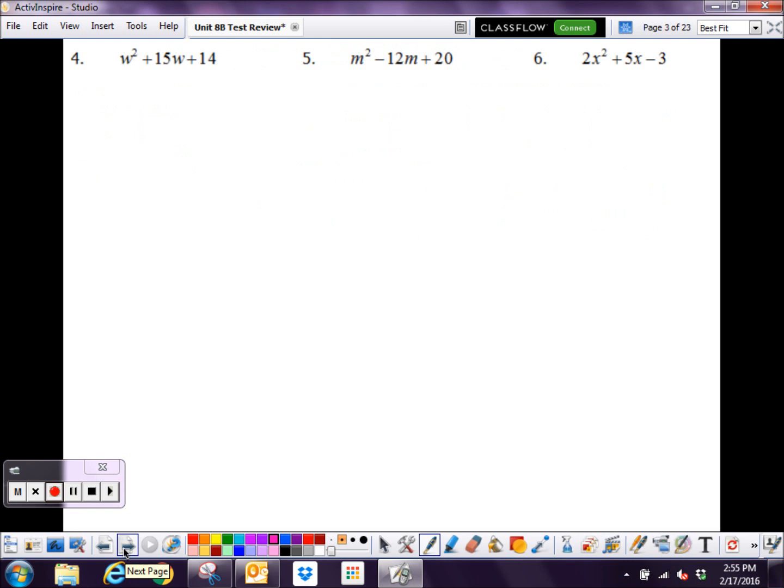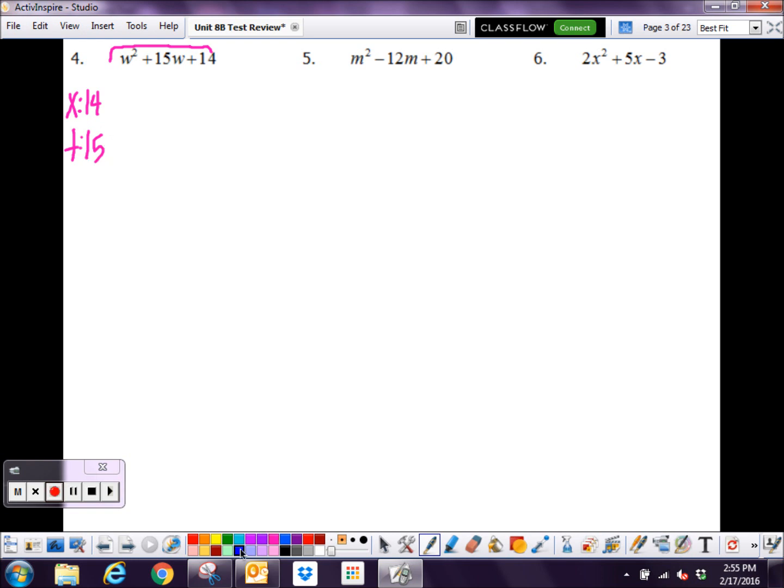Number 4. Okay, now these, I'm going to take a GCF out and I'm going to factor them. Okay, we're going to factor these by grouping. So number 4, there is no GCF. Notice there's also no equal sign here, so it's just asking us to factor. Okay, so after that, I'm going to multiply my A times C. So this means I need 2 factors that multiply to be 14 and add to be 15.